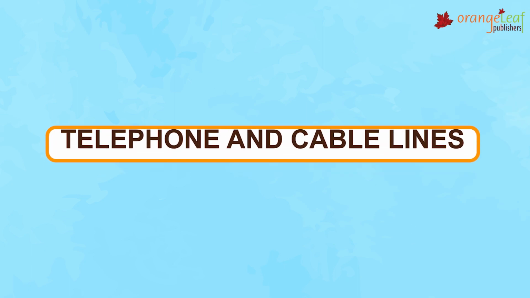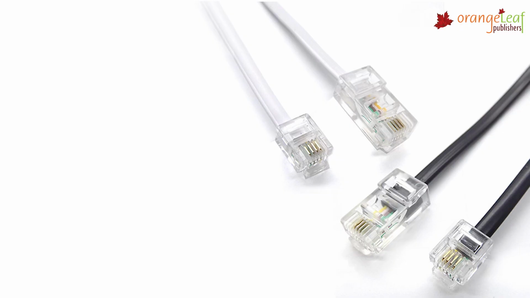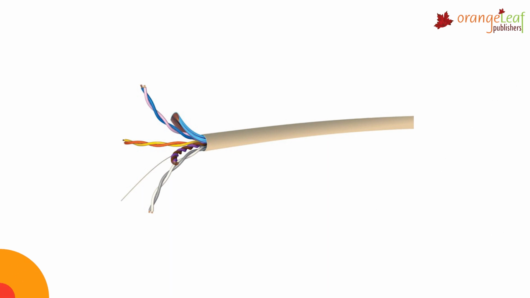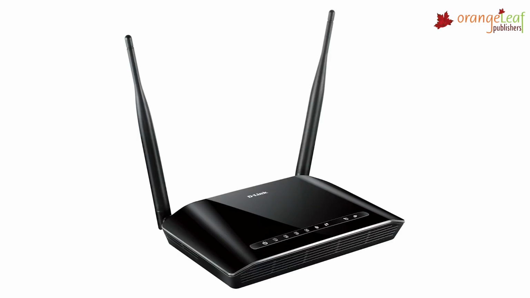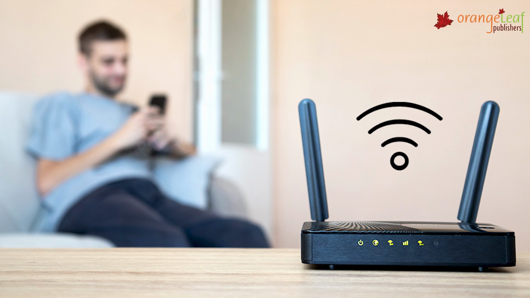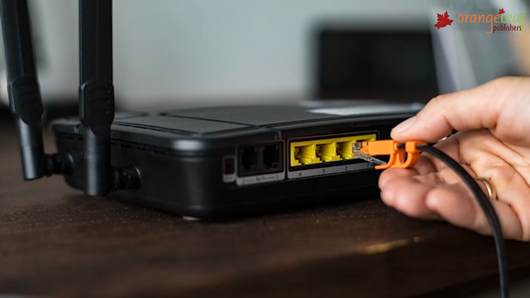Telephone and cable lines. A telephone or cable line is used to send and receive data. Modem. A modem stands for modulator, demodulator. It is a device that sends and receives digital data over telephone or cable lines.